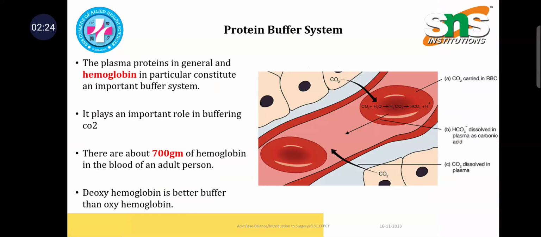In the protein buffer system, the protein we are talking about is hemoglobin, which is present in the RBC. Almost 700 grams of hemoglobin is present in the patient's blood. It plays a major role in the removal of carbon dioxide and providing oxygen to the tissues.